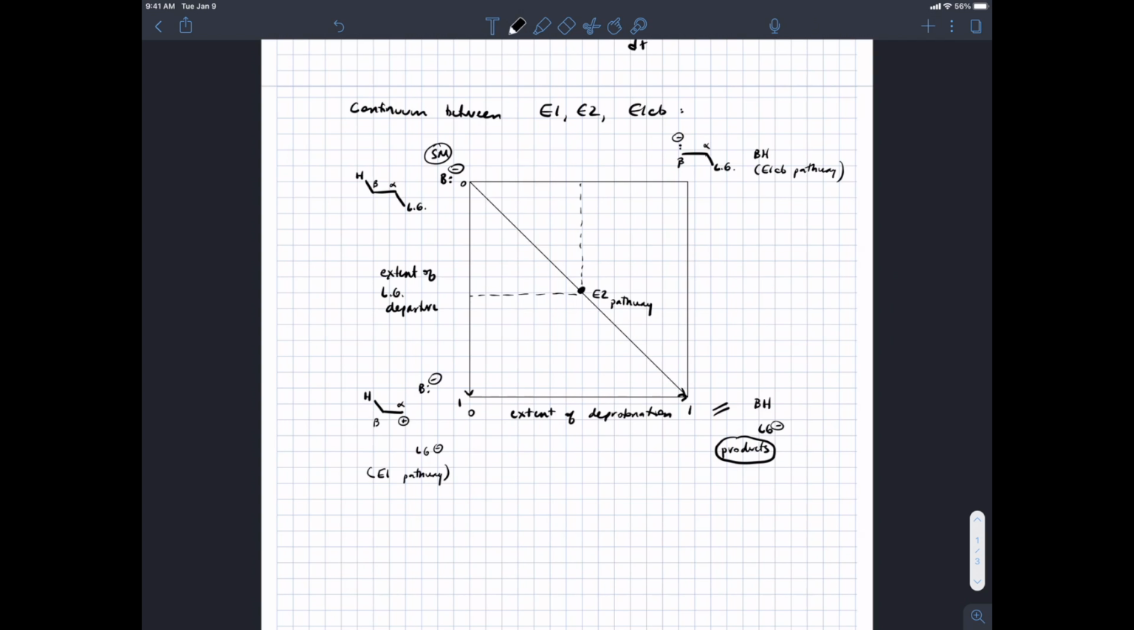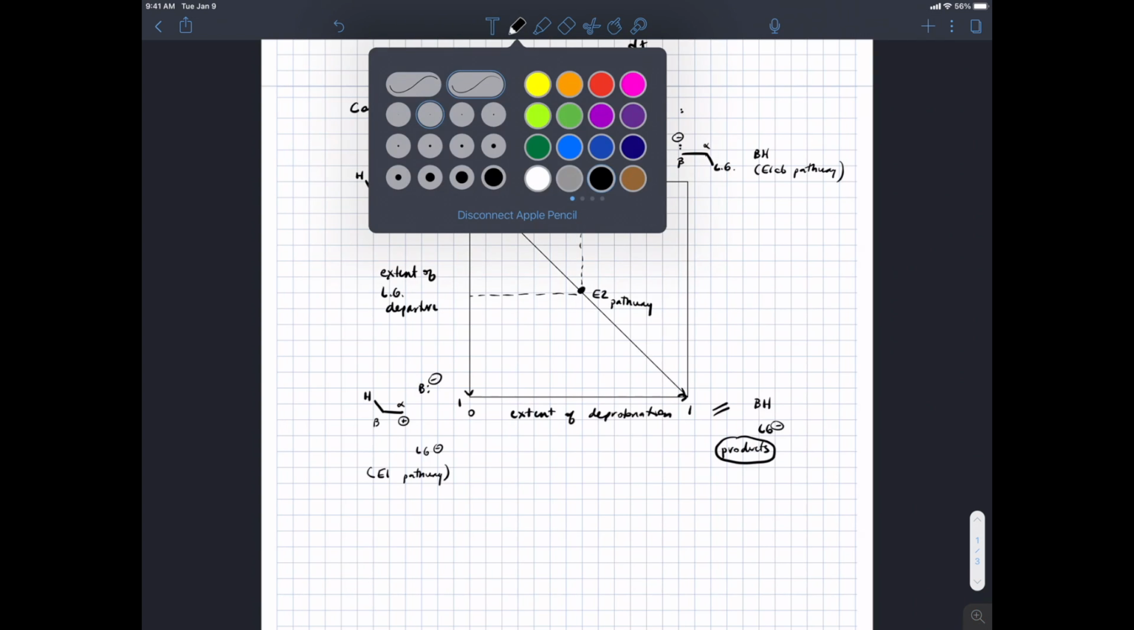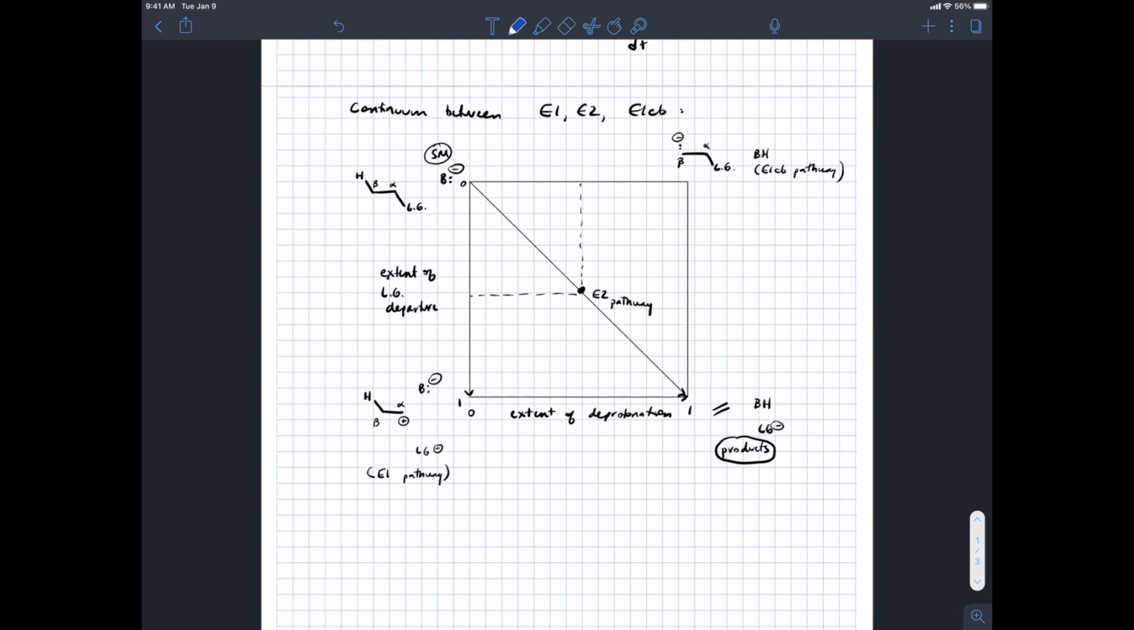Let's talk about changes we might make to the structure of our molecule. So let's first, and I'm not sure how this is going to go. We'll try to use different colors. Let's talk about changing substitution on the alpha carbon. That means going from primary to secondary to tertiary.